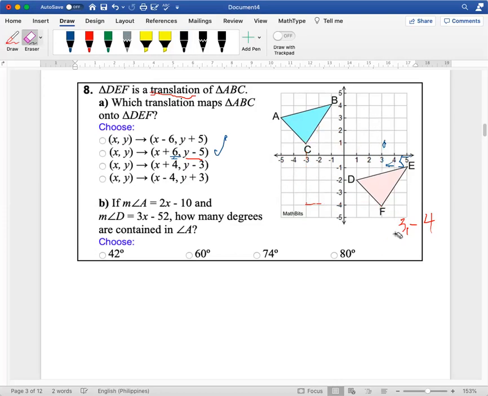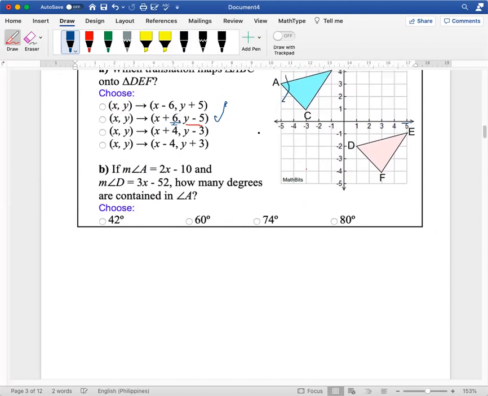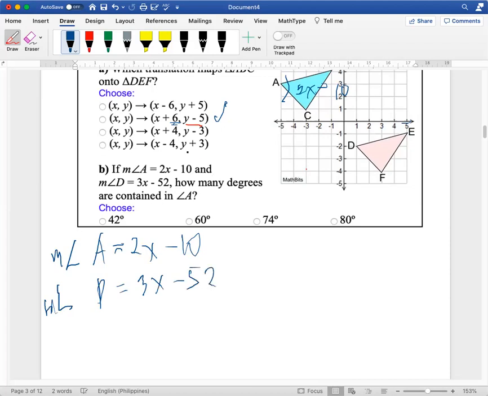All right, now let's go to the next question, letter B. In letter B, the question here is, if angle A, this is angle A, is equal to 2x minus 10, the measure of angle A is 2x minus 10, and the measure of angle D is equal to 3x minus 52, then how many degrees are contained in angle A?